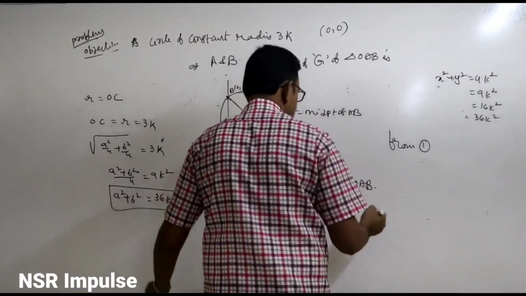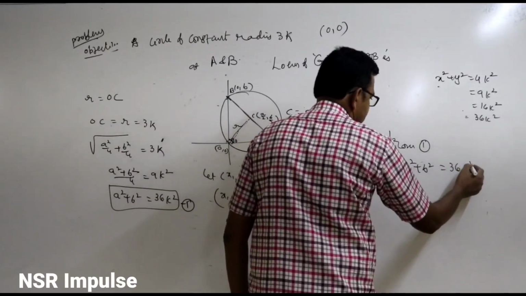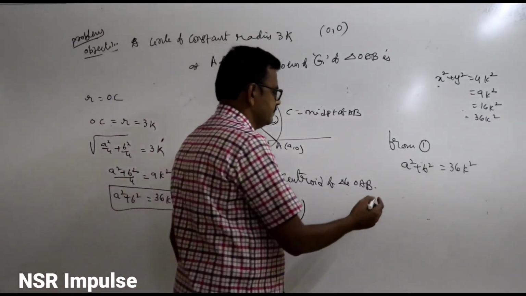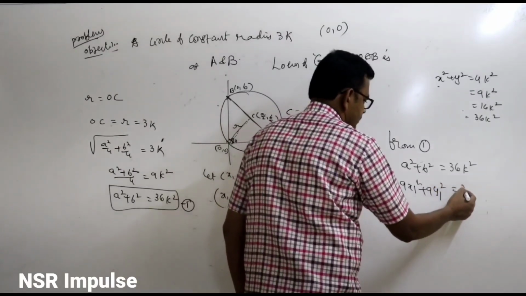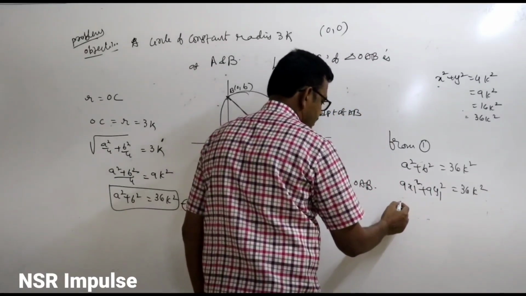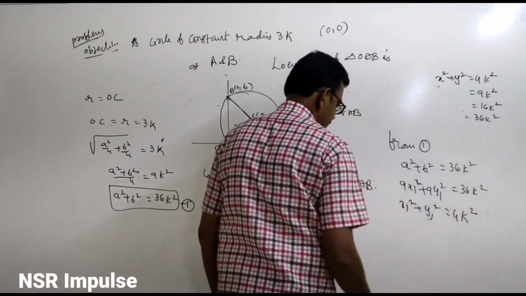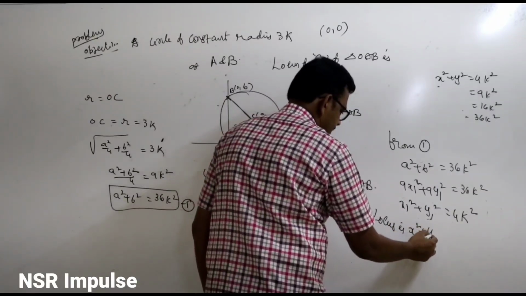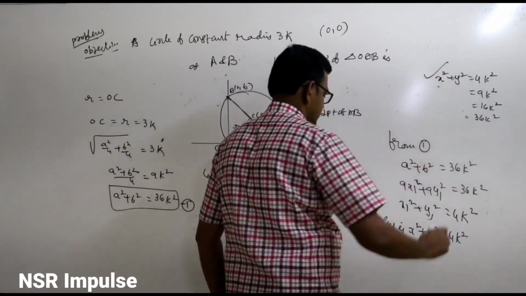What is 1 is A square. A square plus B square equal to 36K square, where A square is 3x1 whole square. That is 9x1 square plus 9y1 square is equal to 36K square. 9 common. This is x1 square plus y1 square is equal to 4k square. Therefore, the locus is x square plus y square is equal to 4k square. So, which is first option correct.